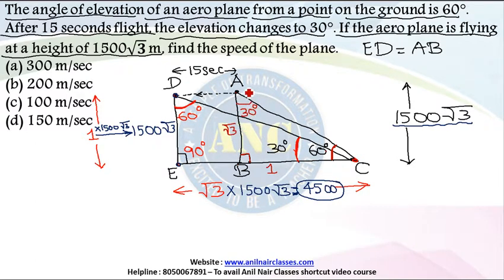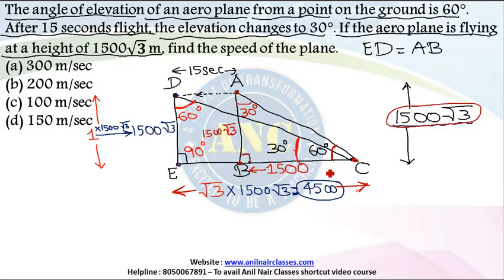But we already know that the AB value is not root 3 units. The AB value is already given in the question as 1500 root 3. Root 3 should become 1500 root 3. Multiply that root 3 by 1500, and 1 also multiplies by 1500. That means the entire value from E to C is 4500.